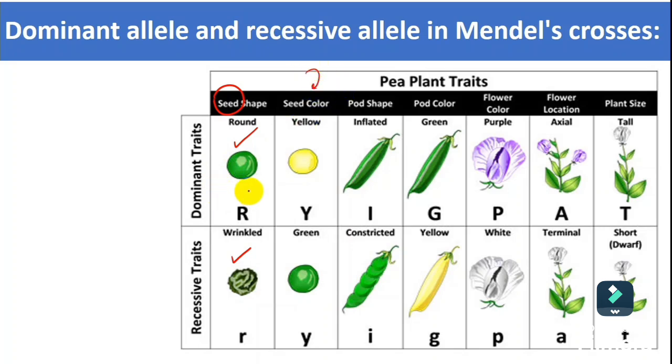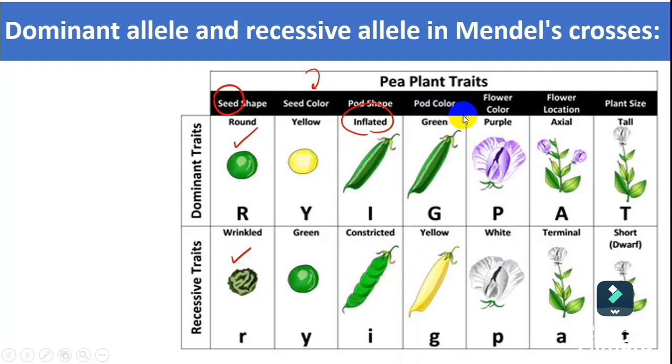Moving to the other one, seed color, we have yellow and green. If we make a cross between them, all of the first generation will be what? Yes, it will be yellow. This means that yellow is dominant, so it appears in the first generation by 100%. In the second generation, it will be 1 green and 3 yellow, or 75% yellow and only 25% green. If you also cross an inflated bud shape with a constricted bud shape, all of the first generation will be inflated and the second generation will be 3 inflated, 1 constricted, and so on.